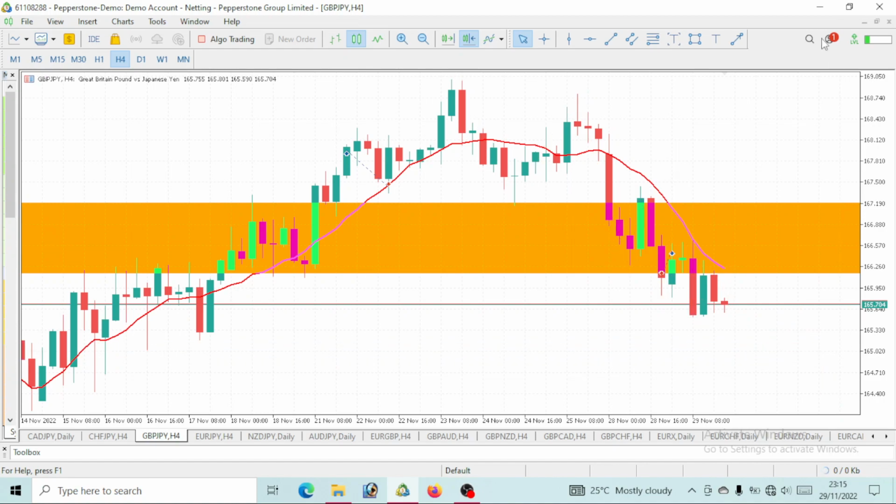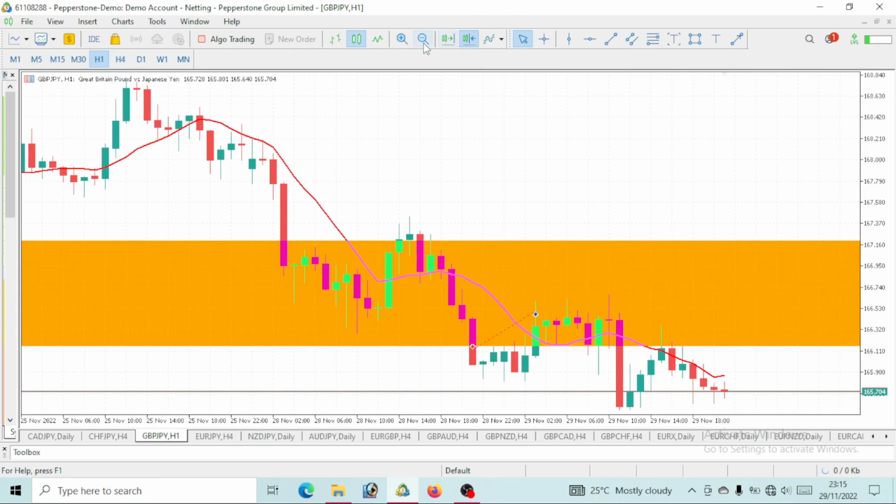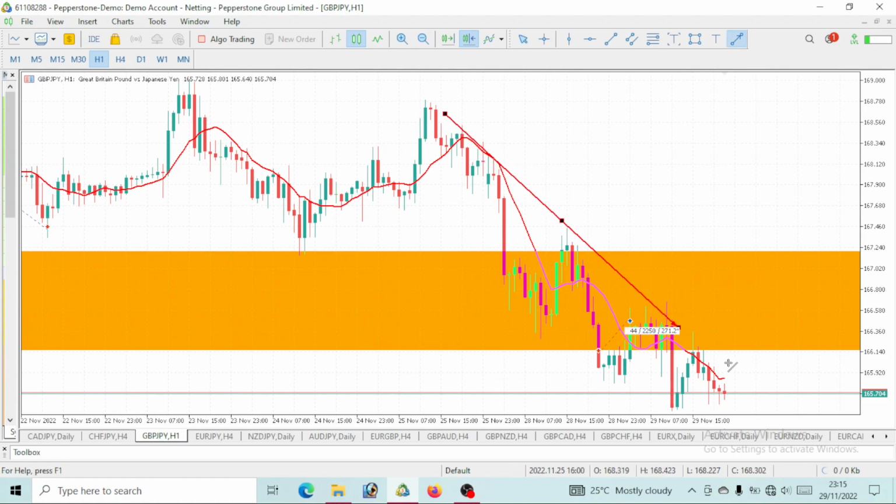And again, when you take a look at it on this 4-hour time frame, you see the price is below the moving average. Still an indication or a confirmation that this price is still bearish. So we should consider going short on this GBPJPY. On the 1-hour time frame, still the same thing. Bearish move. Price is giving us lower lows and lower highs.